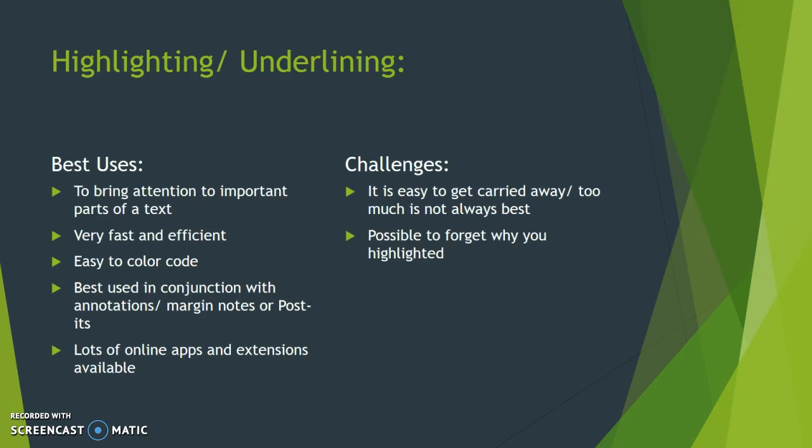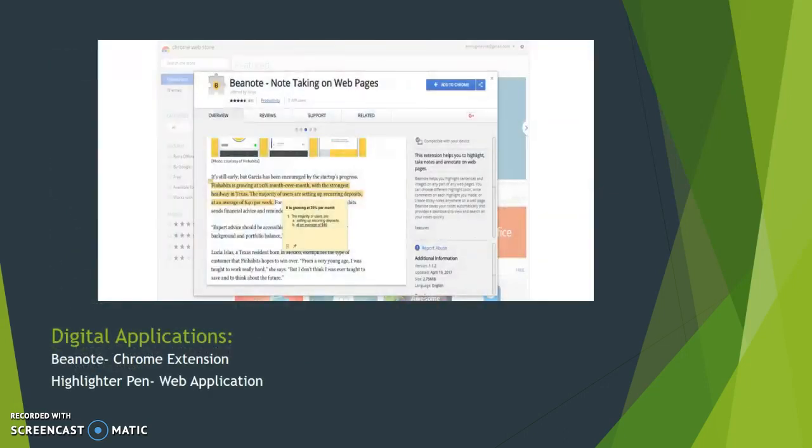It is easy to get carried away with highlighting, so sometimes you'll go back to a page and 80% of it is all yellow highlighter, and you're not really sure why. So it's important that you don't forget to just use it for the very important lines of text. And if you don't make annotations as you go along, it's possible to forget why you highlighted. So it can be used in a good or bad way, so it's important to keep that in mind.